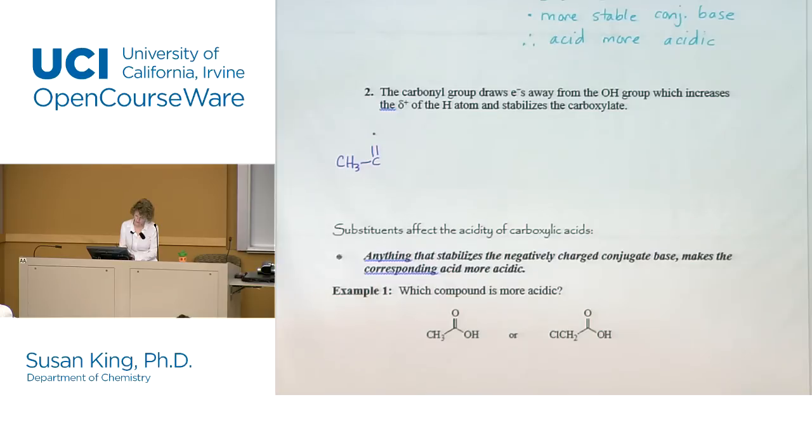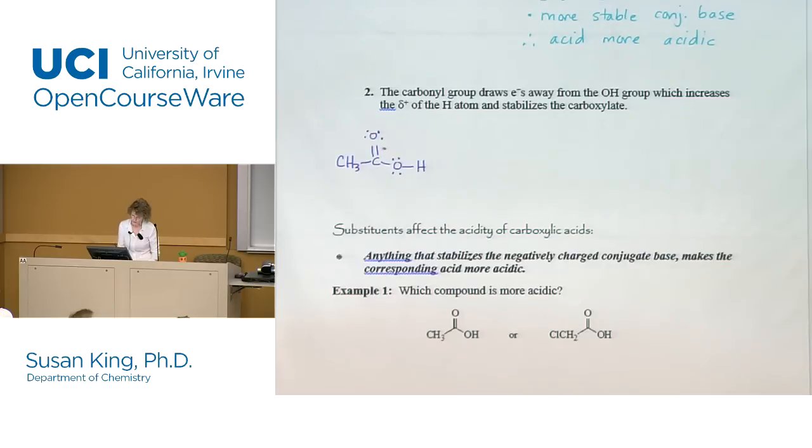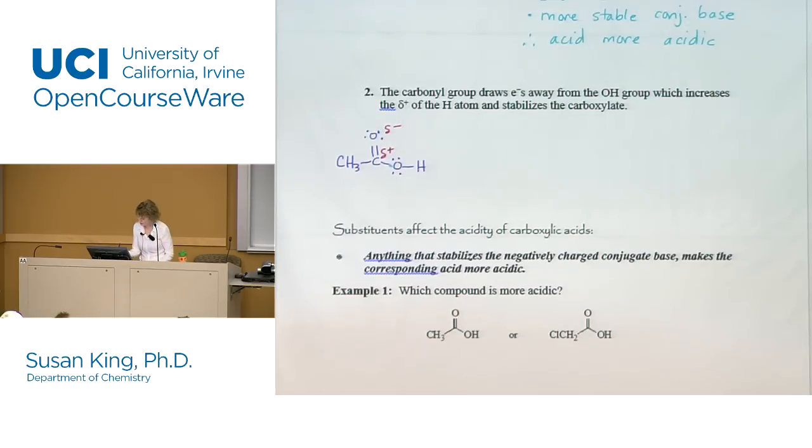So let's draw out our carboxylic acid. This is just another way to think about it. And we know that the oxygen is more electronegative than the carbon, so we already have some good polarization of this bond here. Partial positive here, partial negative. And so what we end up having here is electron density. The carbonyl is actually an electron withdrawing group, just like we talked about in chapter 18. So it's pulling electron density away.